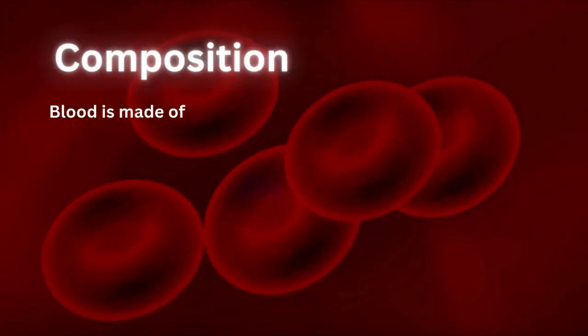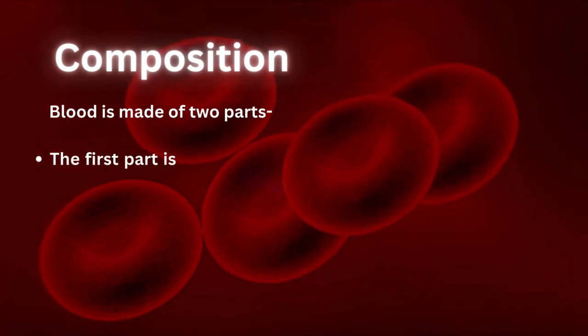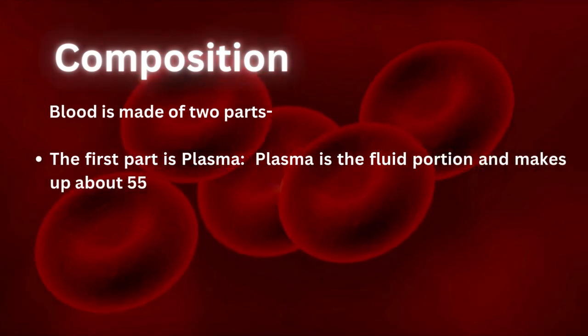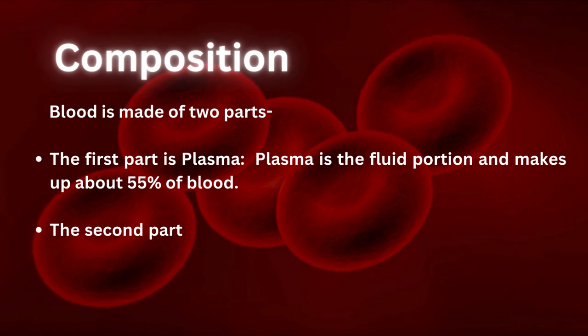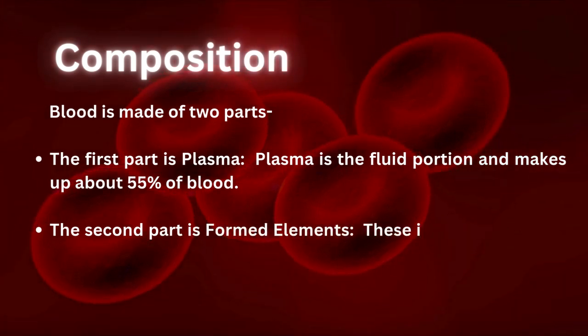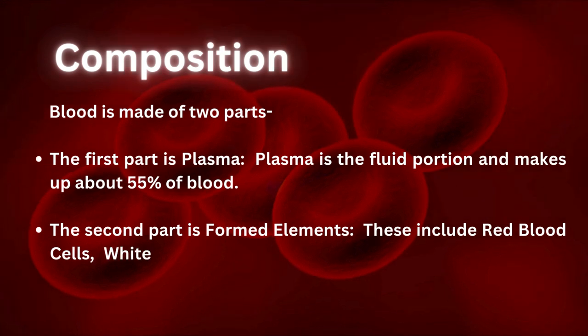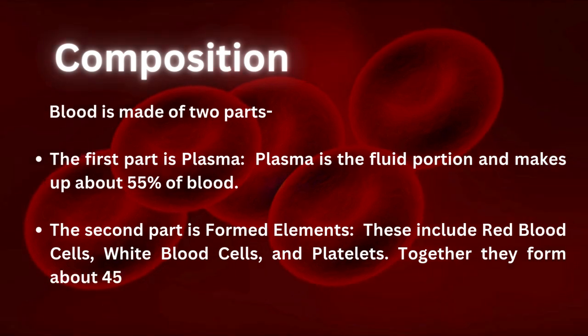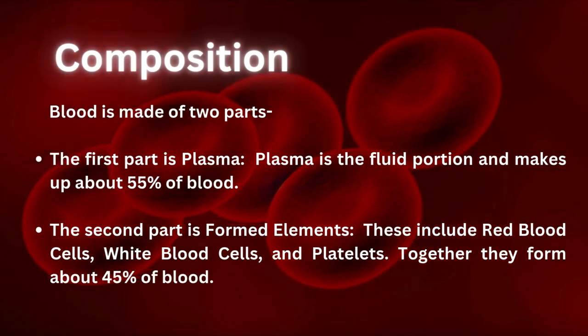Blood is made of two parts. The first part is plasma. Plasma is the fluid portion and makes up about 55% of blood. The second part is formed elements. These include red blood cells, white blood cells, and platelets. Together they form about 45% of blood.